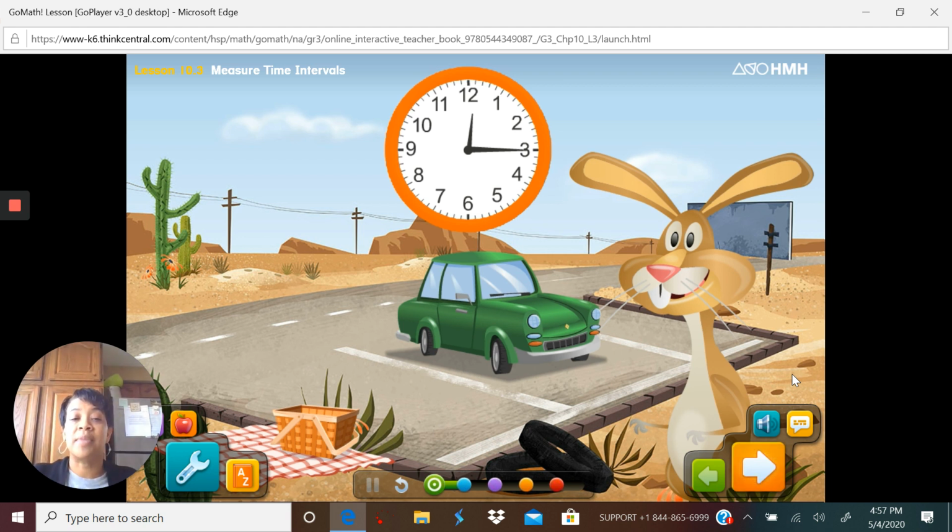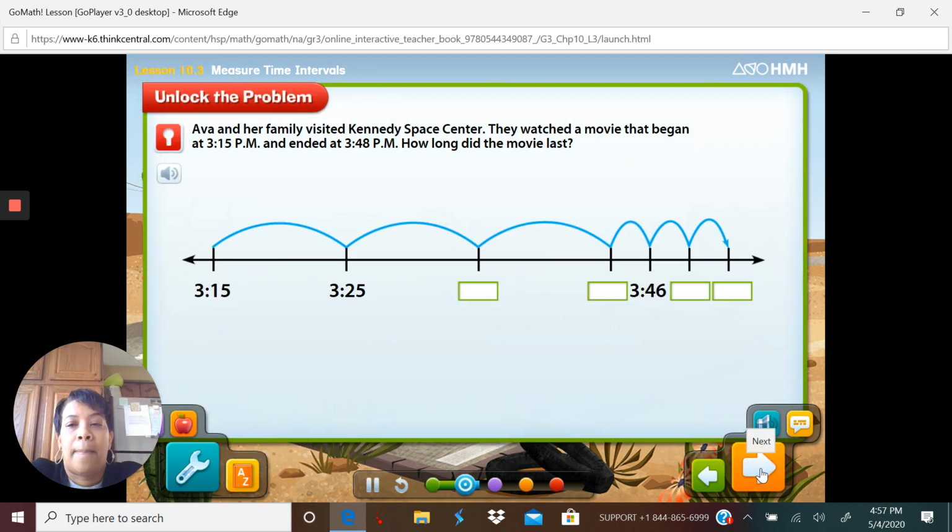Now, we don't know what time they left, but if we know what time they left, we can find the interval between 12:15 and the time that they left, and a strategy that we can use to find out how much time has elapsed would be a number line. Help Ava find the elapsed time or the amount of time between the beginning and the end of an activity.